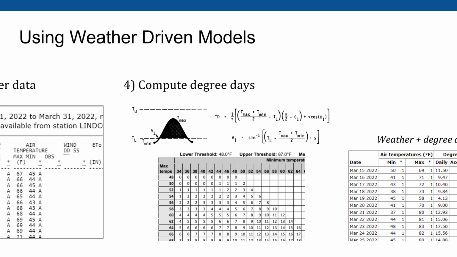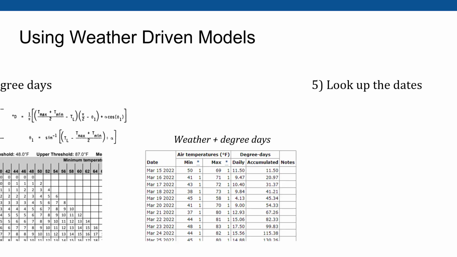Next, you have to compute degree days using the same equations that were used in the original research. If you're a whiz at Excel, you can recreate the equations on your own and feed in your minimum and maximum daily temperatures, or you can look them up using tables like this, which are available from the UCIPM and other websites. Depending where you get your weather data, that same source may also be able to compute the degree days and give them to you together with the weather data.